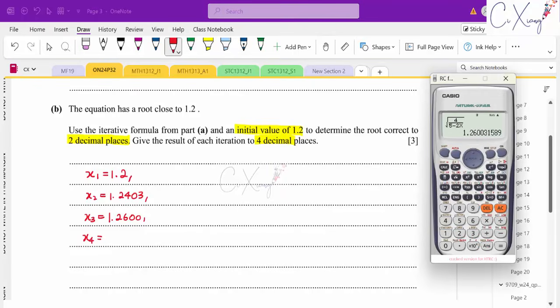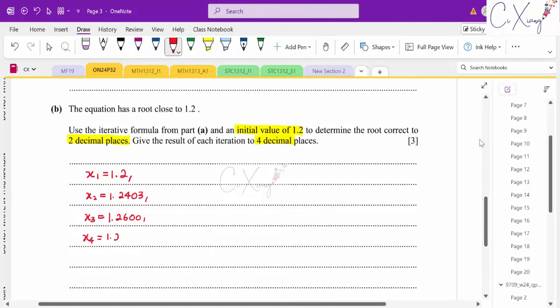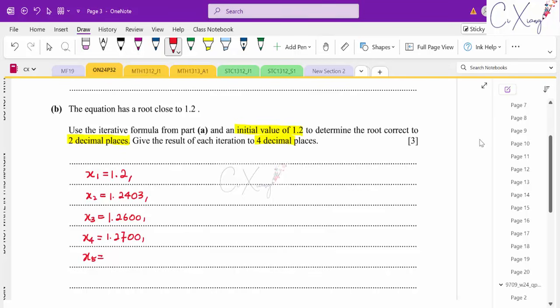Okay, then the next value is x4. Press calculate again. To get x4, I have to put in the x3 value, which is 1.2600. Then press the equal sign. Then you get another fraction, so we change it to decimal. We are having 1.2700. So 1.2700. Let's continue further for x5. I think it is quite obvious that the answer here is not repeated yet.